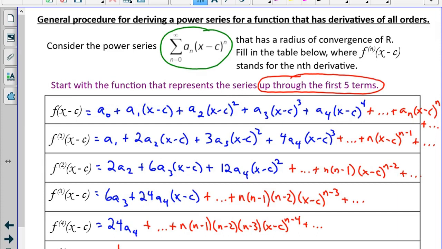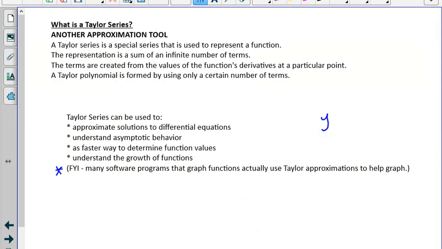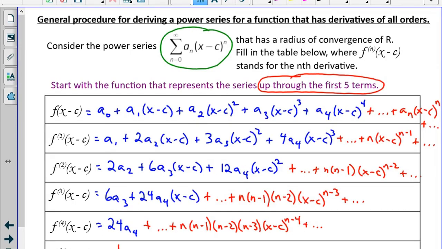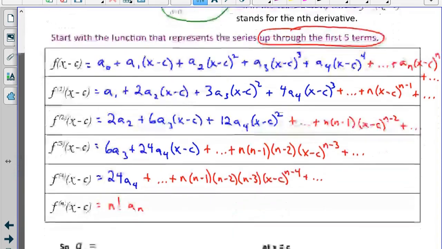And then when we take the second derivative, we're just taking the derivative of the first one. So a sub 1 goes away. A sub 2 times x minus c times 2, the x minus c essentially goes away. On this one, the power rule makes this a 6. On this term, the power rule makes that a 12, and so on and so forth. So what we end up with here is we have all of this stuff going on in the table.